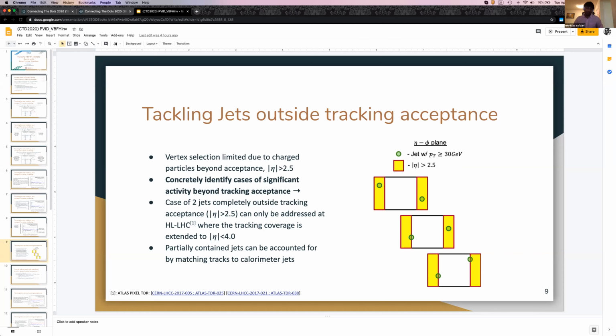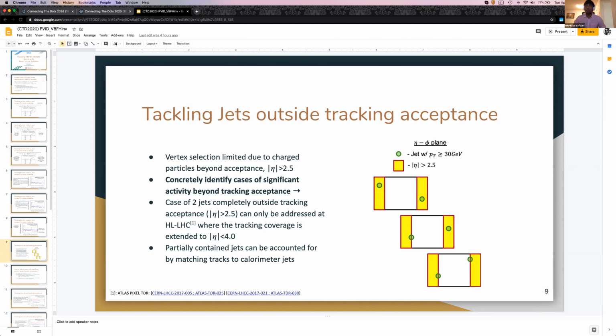Now, in the case where they're completely outside your tracking acceptance, you can't tackle that in the current geometry, at least in the ATLAS experiment. That's something that we can address at the High-Luminosity LHC, where the tracking acceptance goes all the way out to |eta| of 4. But with the cases of the 2 jets being partially contained, with this whole track weighting term, we hope that we can actually recover these events and find the right vertex in these cases where the conventional method is expected to do fairly poorly.